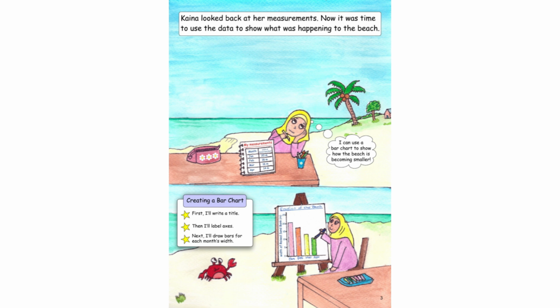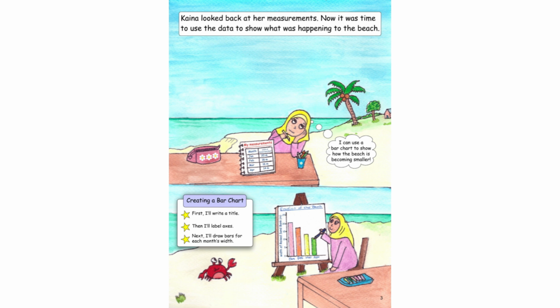Kaina looked back at her measurements. Now it was time to use the data to show what was happening to the beach. "I can use a bar chart to show how the beach is becoming smaller. Creating a bar chart. First, I'll write a title. Then I'll label axes. Next, I'll draw bars for each month's width."